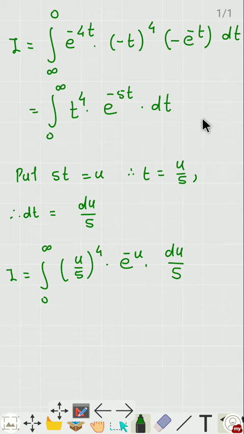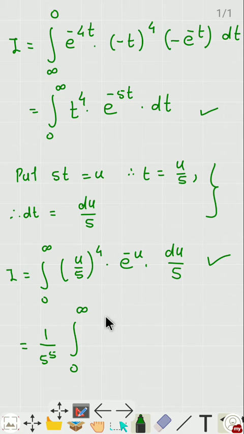So we made a substitution in this integration, and these are the substitutions, we get this result. Whatever constant we take outside, the constant is 1 upon 5 raised to 5. See here, this is 1 upon 5 raised to 4, and this is 1 upon 5. It gives 1 upon 5 raised to 5 into integration over 0 to infinity of u raised to 4 into e raised to the power minus u du.